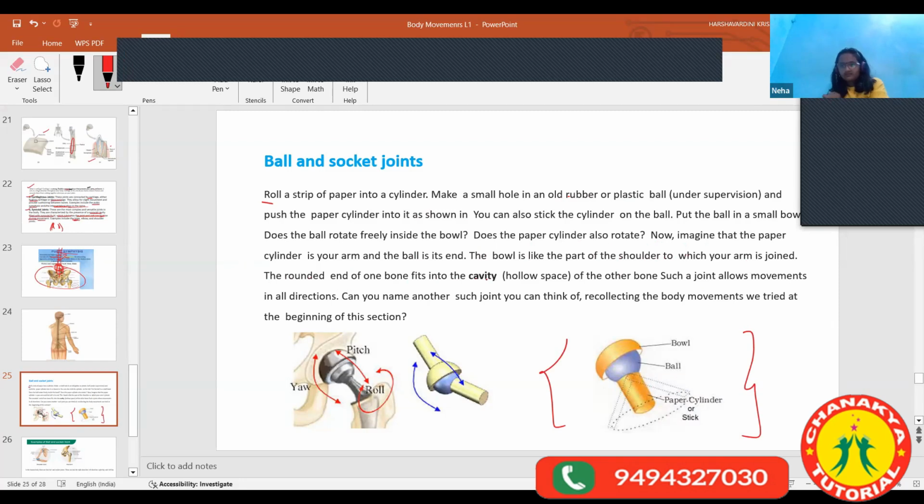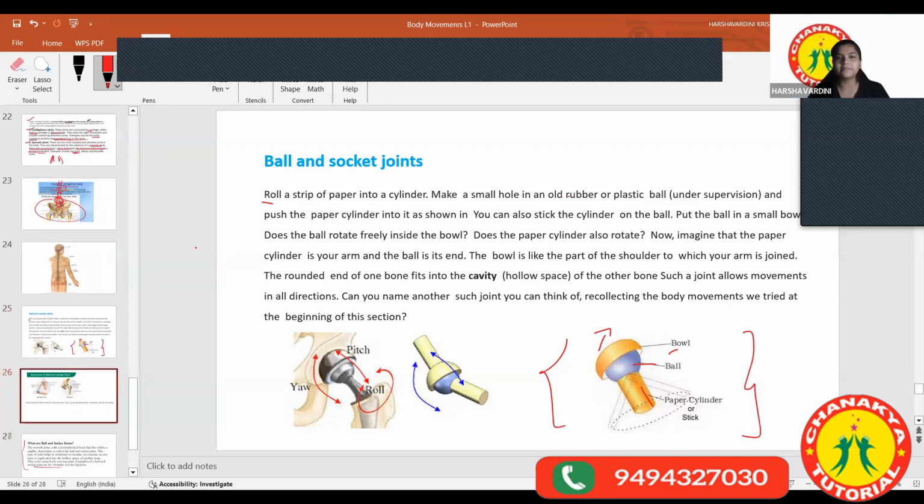The rounded end of the bone fits into the cavity. Basically, this is going to be a paper ball and this is going to be a paper cylinder or stick. So you are attaching the stick into the ball. If I move the stick, it is rotating, right? Obviously. That is what they are trying to tell us about ball and socket joints.